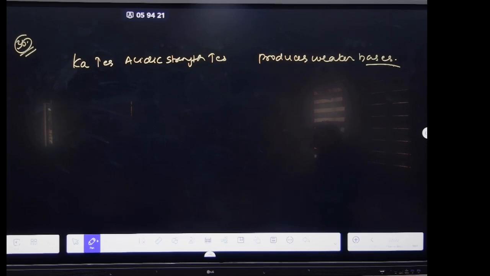Next exercise. Question number 13. Which of the following can form the buffer solution? Which one? Question number 13. What will it be? See 13.